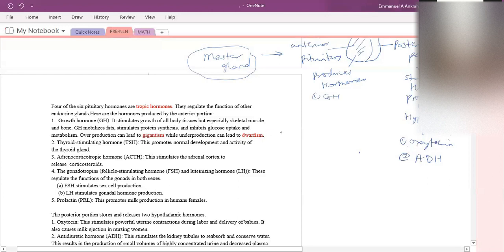Okay. Now, if the person has already grown, let's say an adult, we already finished growing, and then you start having an increased production of growth hormone, the only way you can grow is to expand, your body will start expanding, right? So the bones expand laterally. And that is what is known as acromegaly. Acromegaly. I don't have that written here, but the word is acromegaly. I'm going to put it on the side here.